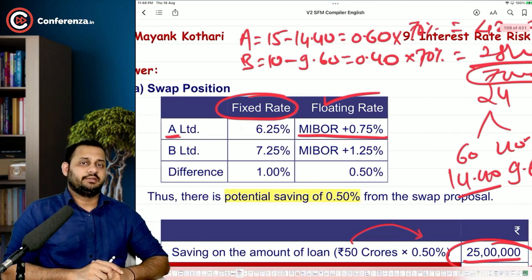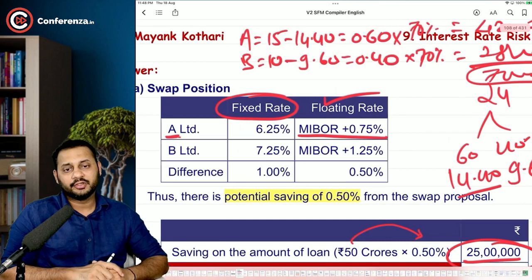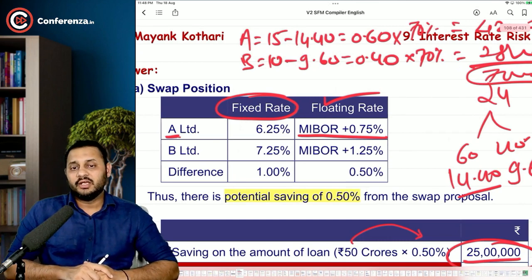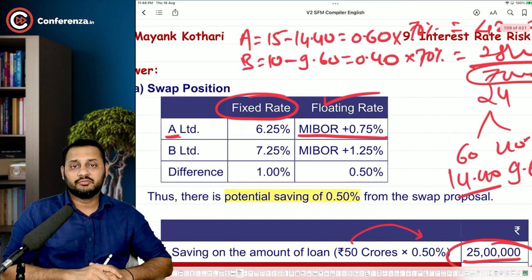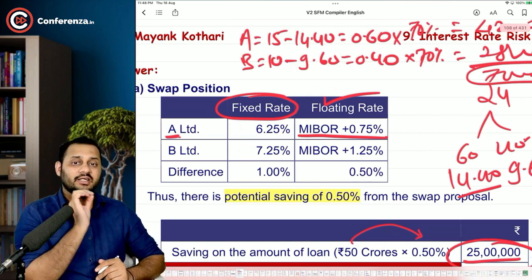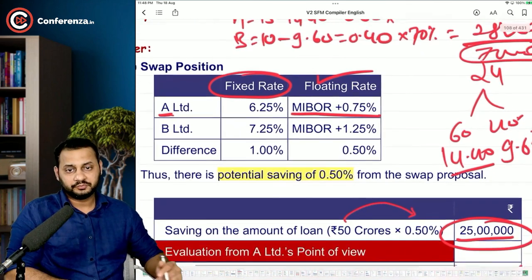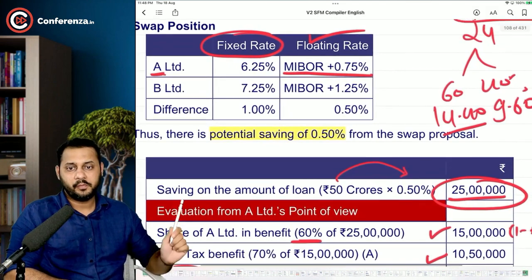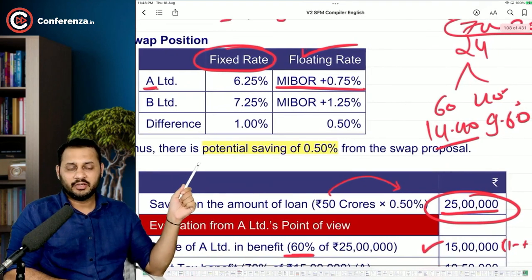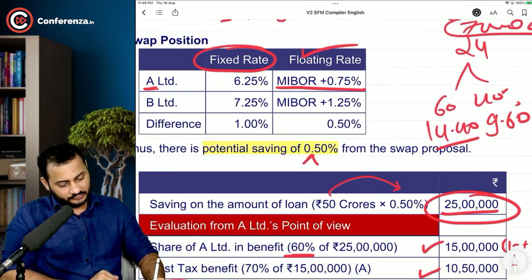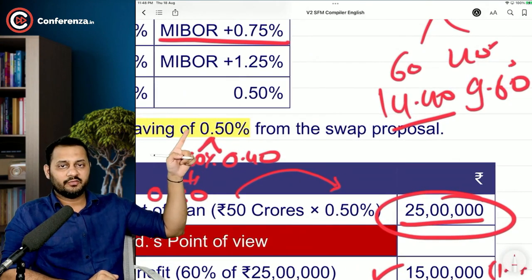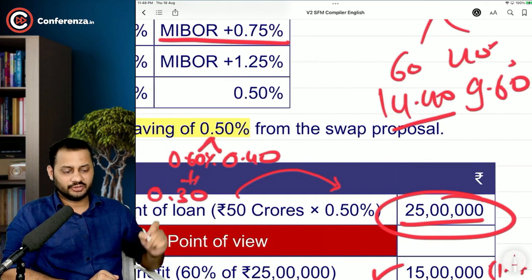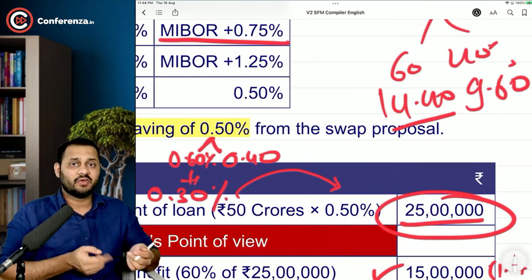But please understand, this is not the actual cost that we are going to bear. We will be paying something lesser than this. See, the total saving is 0.50%. Understand, and out of that 60% of the saving is kept by us, that is 0.30. Out of 0.50, 60% means 0.30% should be the saving to me under swap.